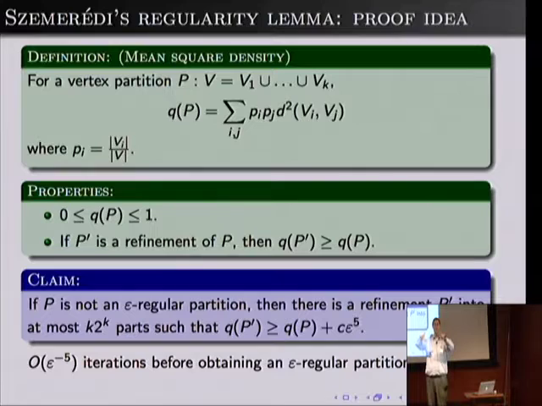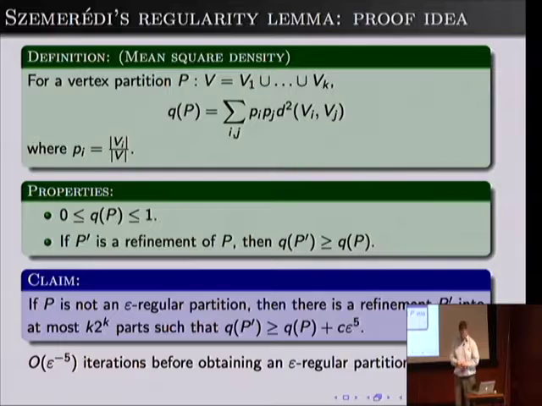And then you can take the common refinement of all these partitions. So each one you partition based on these subsets, and you take the common refinement. And just like we had this Cauchy-Schwarz inequality, which implied that for a refinement, the mean square density goes up, there's a Cauchy-Schwarz defect inequality, which tells you that the mean square density will really go up by a constant times epsilon to the fifth. So that's the rough idea. That's the big picture idea of the proof of the regularity lemma.